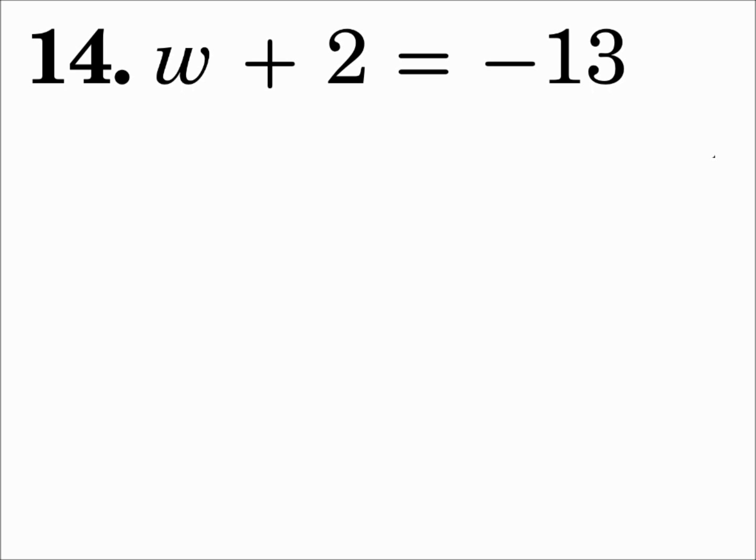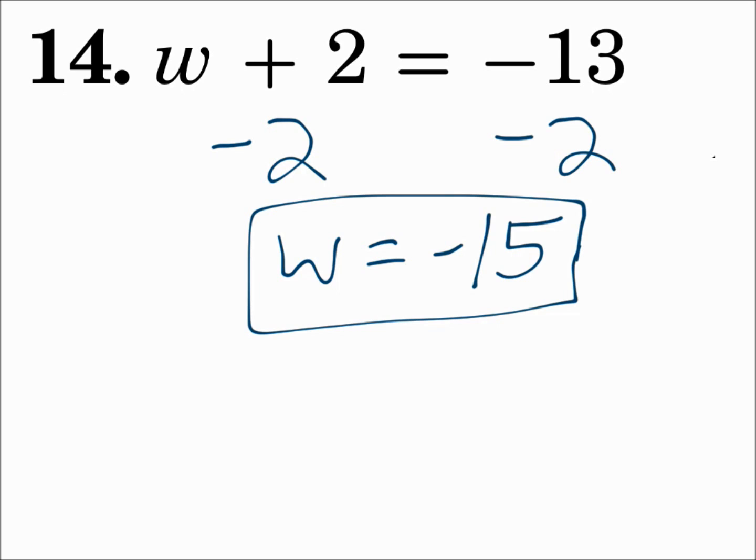Number 14, w plus 2 equals negative 13. Solve for w. The opposite of adding 2 is subtracting 2, so subtract 2 from each side. W plus 2 minus 2 is w. Negative 13 minus 2 is negative 15. Always do the opposite operation to move one number to the other side of the equation.